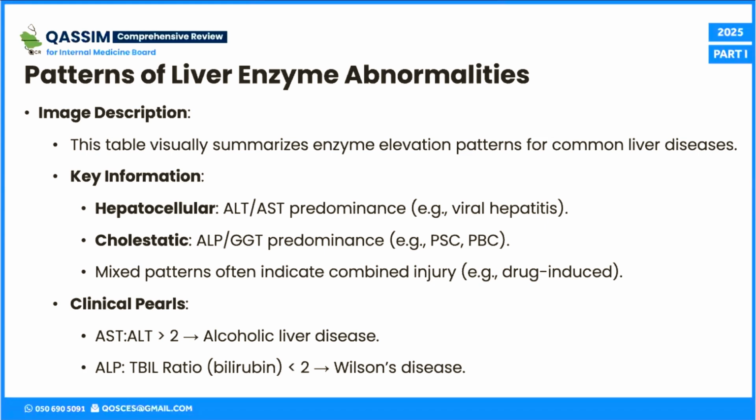There is a ratio that we can use, that is alkaline phosphatase divided by the upper limit of normal of alkaline phosphatase, divided by total bilirubin divided by the upper limit of normal of total bilirubin. Basically, this will give you a ratio of alkaline phosphatase compared to the bilirubin. If it is less than 2, you think about Wilson's disease.